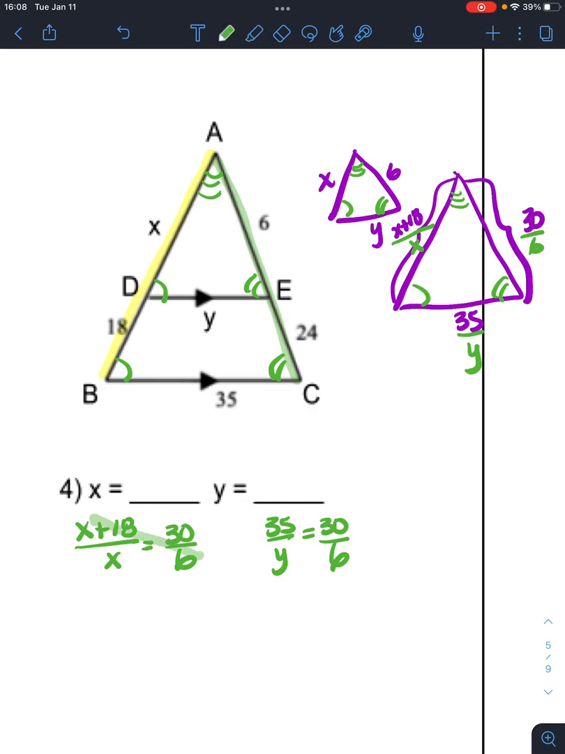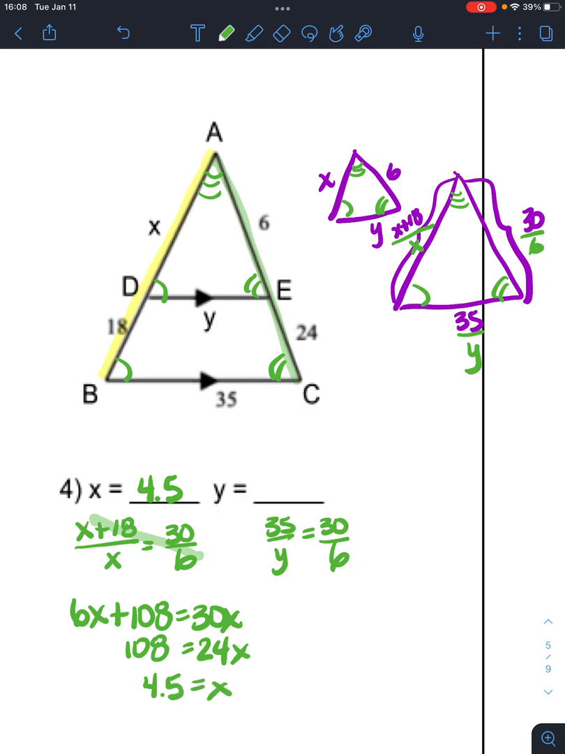Be careful again when you cross multiply here. You have to do 6 times x and 6 times 18. You get 30x. So now you have 108 is equal to 24x. You get that x is 4.5. Don't often get those decimals, but we know we set it up right. And then 35 times 6, and then divide that by 30. And you get that y is 7.